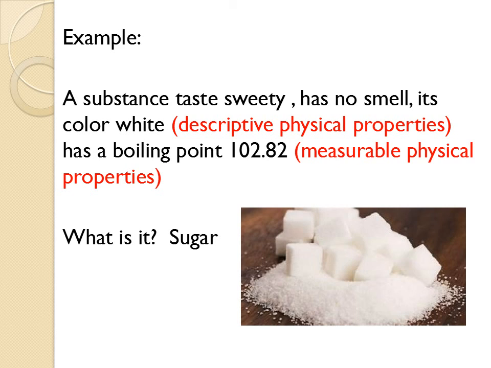Sugar has a sweet taste, has no smell, its color is white, it has a boiling point 102.8200. By these physical properties, we are able to identify this unknown substance, which is here sugar.